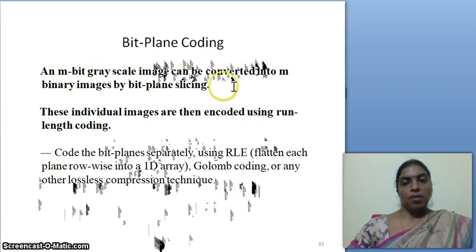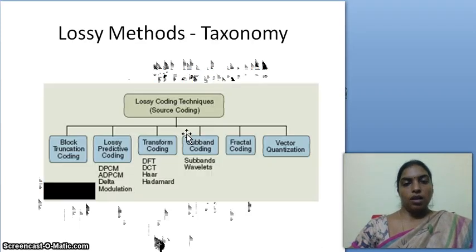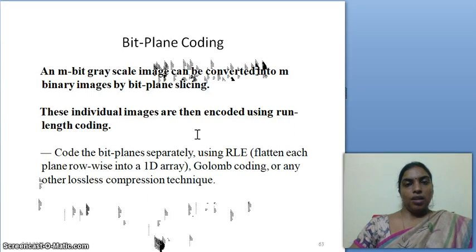An m-bit grayscale image can be converted into m binary images by bitplane slicing. These individual images are then encoded using run length encoding. So that is nothing but bitplane coding.